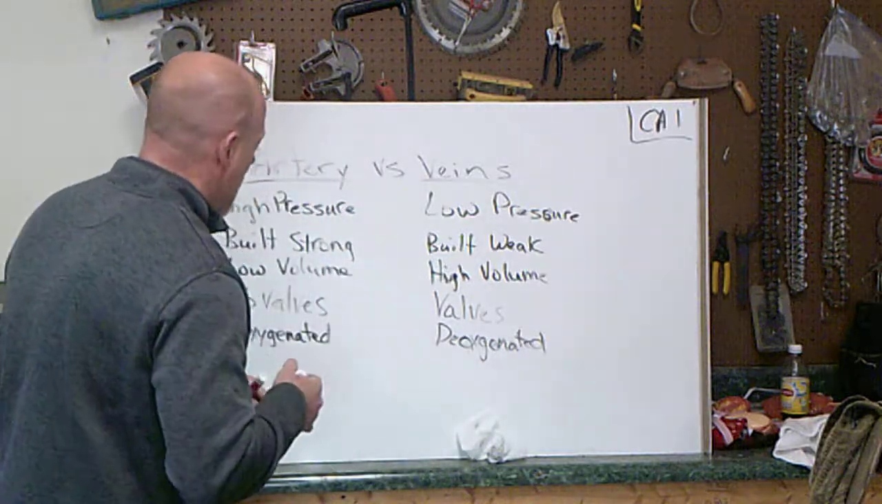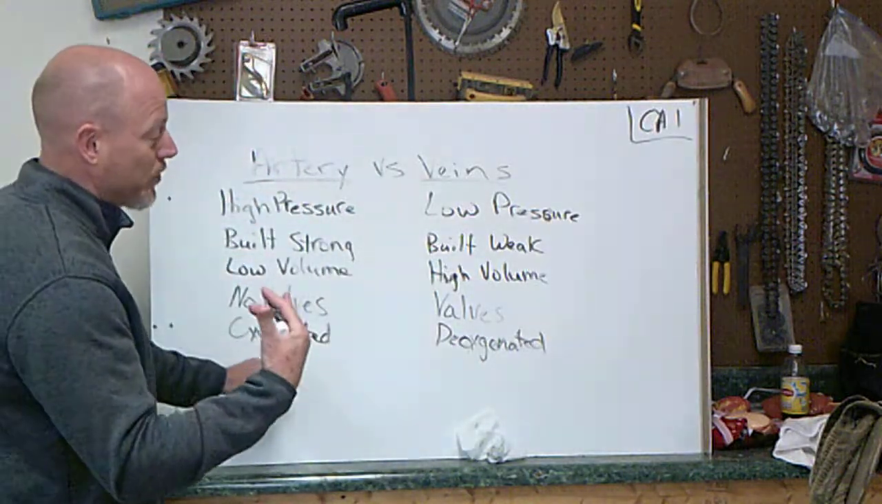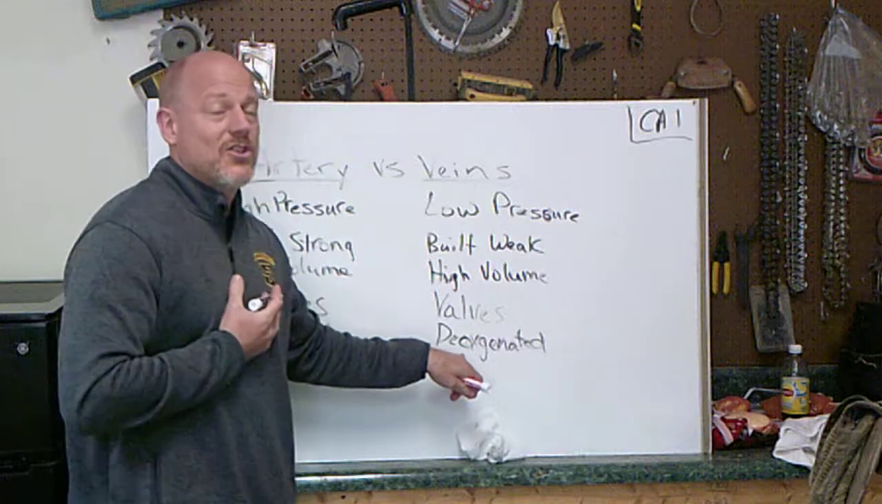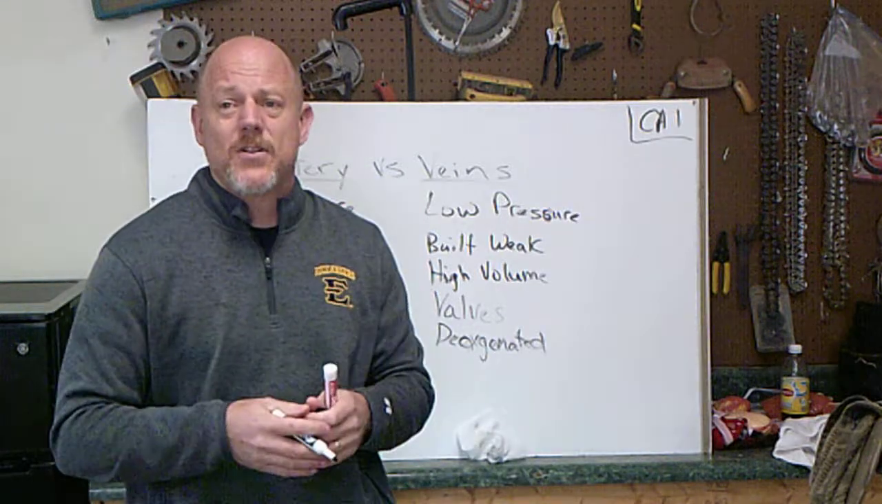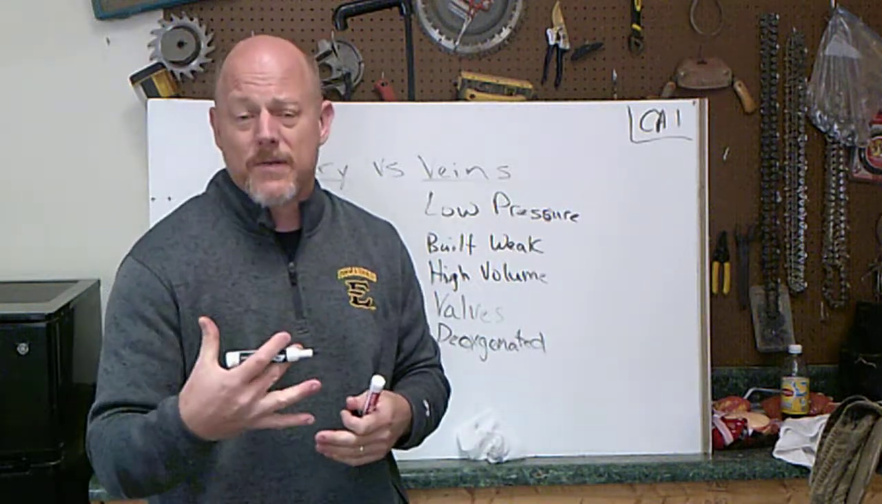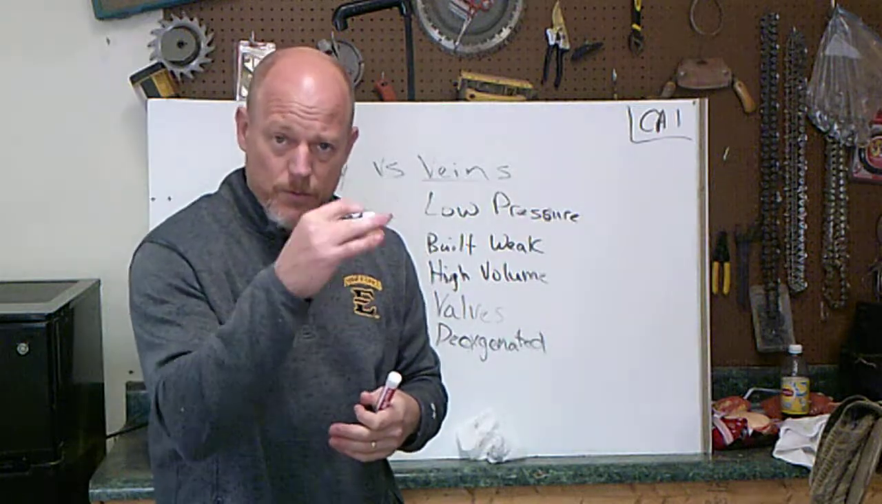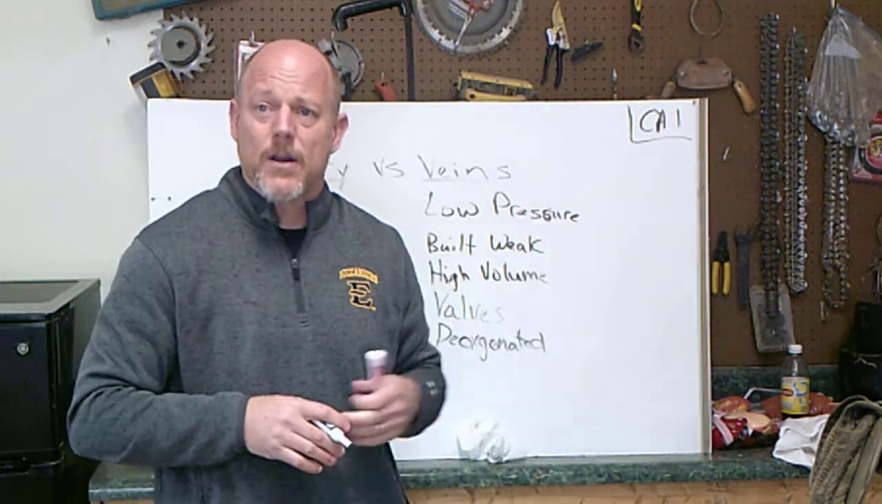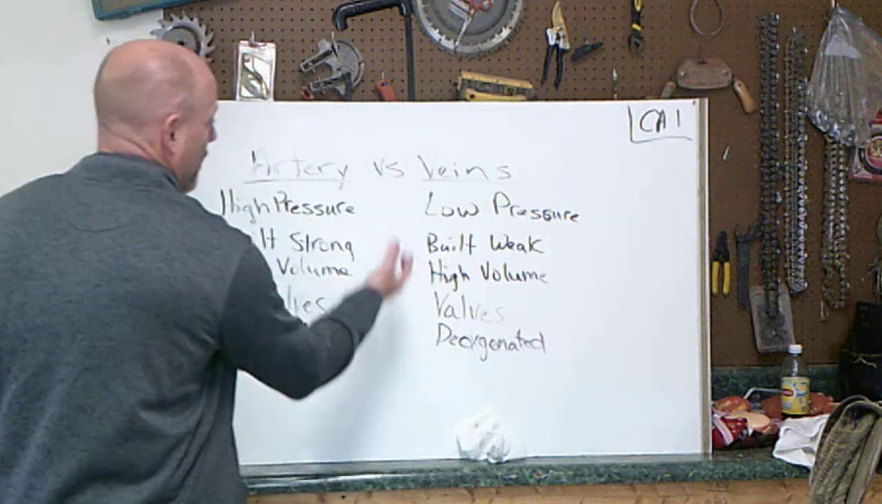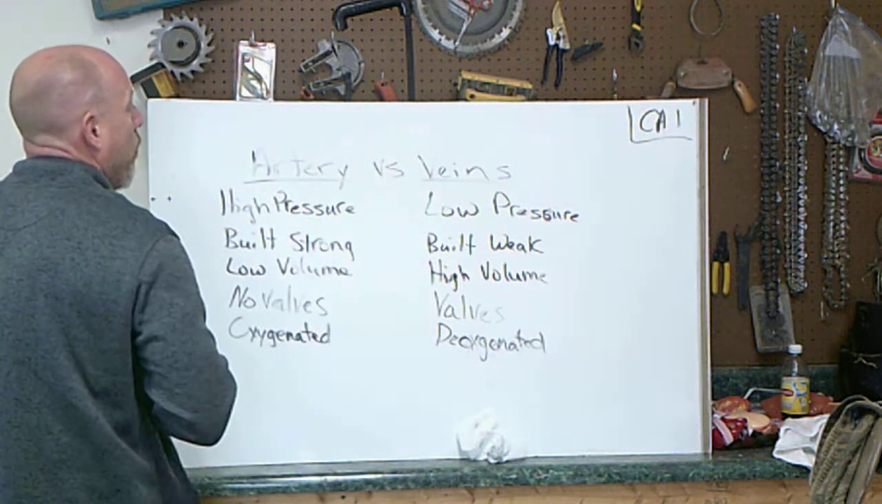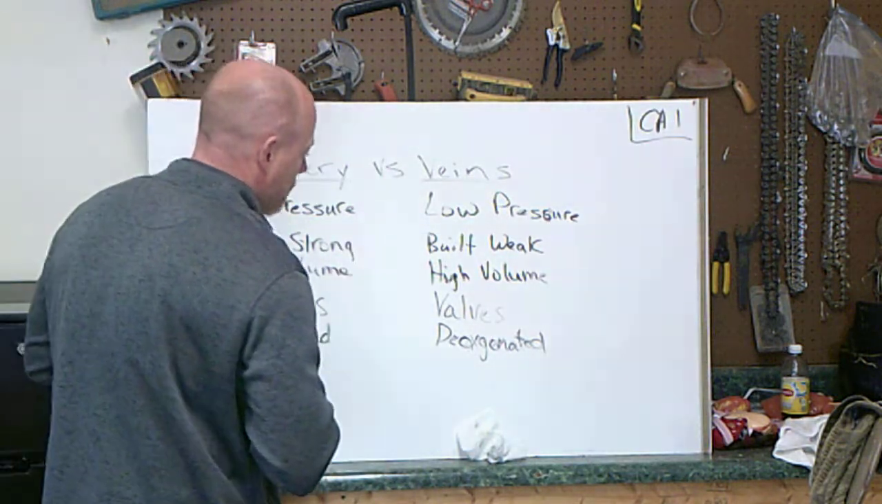Alright, generally speaking, arteries are oxygenated, they carry oxygen-rich blood. Veins are deoxygenated. There's an exception to this rule. The pulmonary artery and the pulmonary vein, they're exceptions to the rule. The vein is actually oxygenated, the artery is deoxygenated. But here's your major differences between arteries and veins.